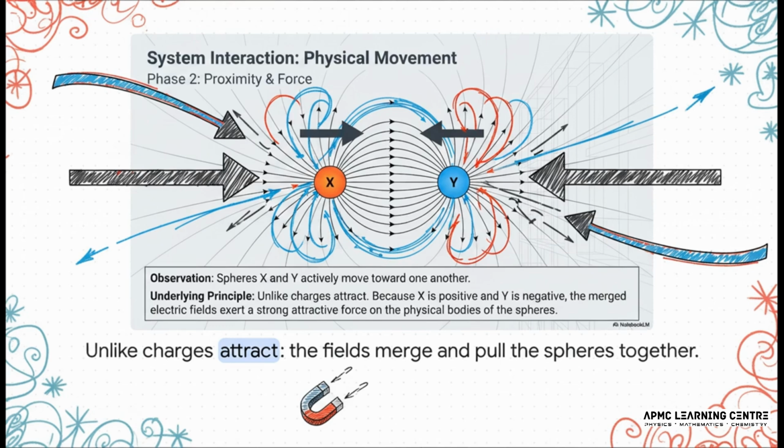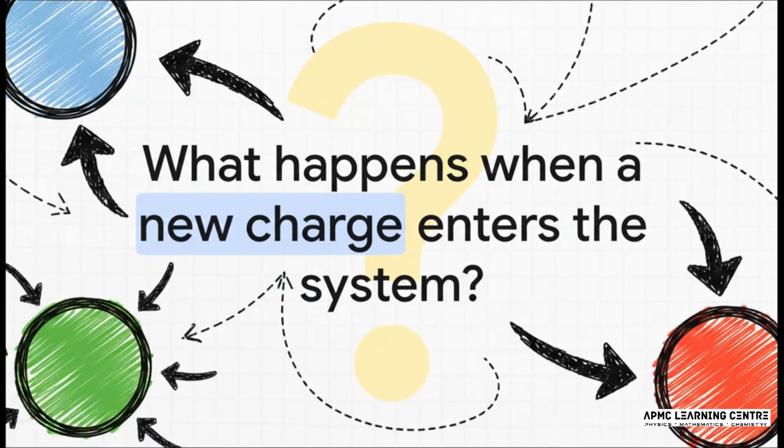Whoa! Look at how their fields connect. The lines just surge from the positive sphere X straight over to the negative sphere Y, creating this really dense, powerful field right between them. And the physical result of that map? The spheres get pulled together. That's attraction, perfectly predicted by our drawing. So, everything's stable. They're attracted to each other.